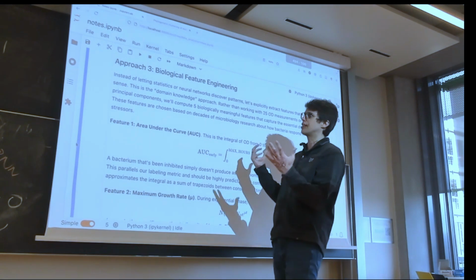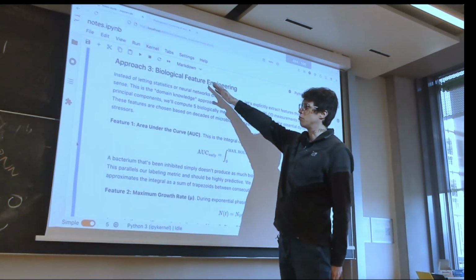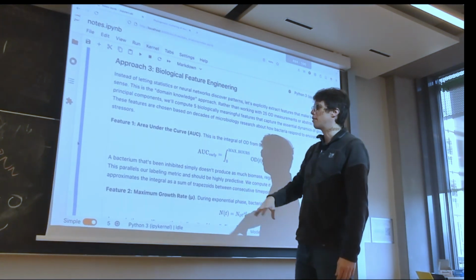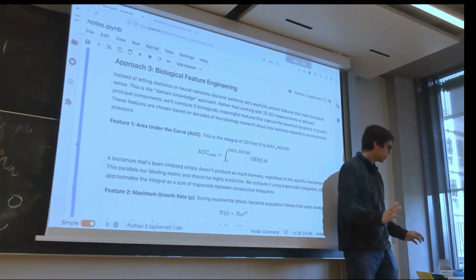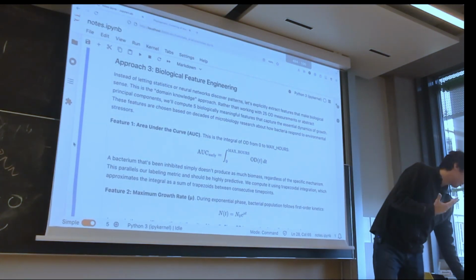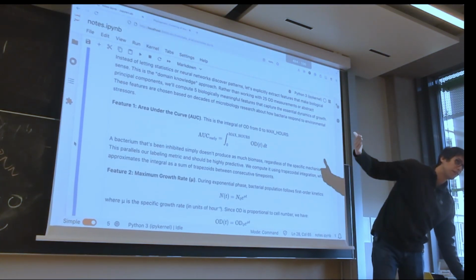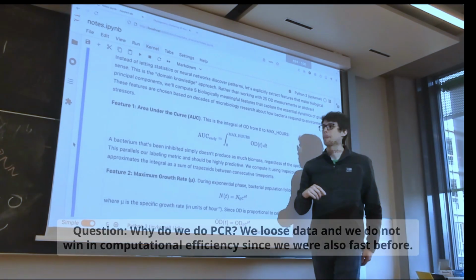Something that we think has some biological meaning. We're going to do 5 of them. First one is area under the curve for the first 24 hours, which makes sense because we want to predict the same thing for the integral to 72. Yeah.